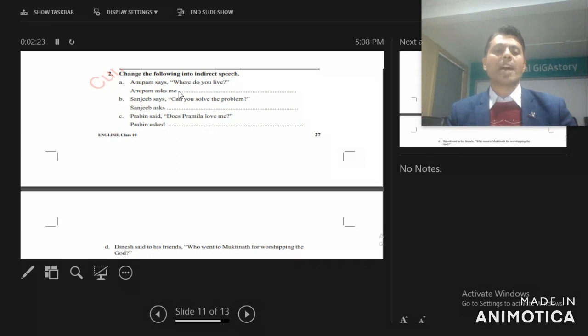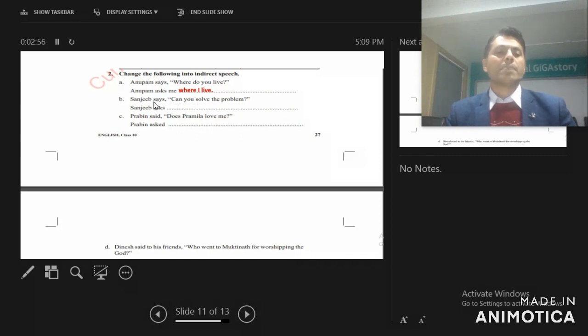Look at here. Anupam asks me. Then what is the remaining part? Look here. Where I live. Okay, this connective is what? Where. Where I live. We don't change the tense here. Why? Because of this "says" here. If there is no past tense, we don't have to change the tense of this reported verb. This tense is not changed, right? So, Anupam asks me where I live.